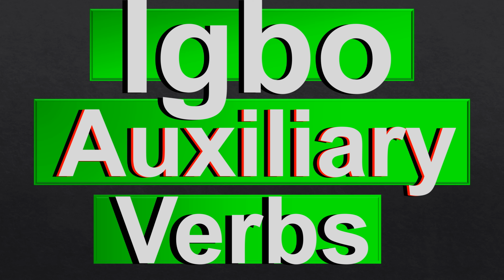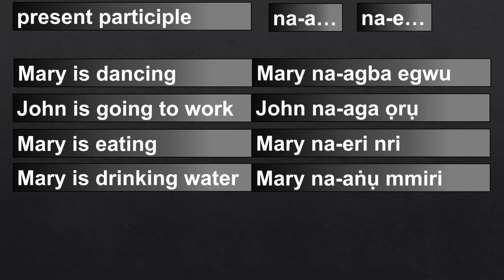Igbo auxiliary verbs. There are two main auxiliary verbs in Igbo. They are na and ga. In this lesson, we will learn how to use those two auxiliary verbs. I will also teach you other lesser known auxiliary verbs. Let's start with the auxiliary verb na.